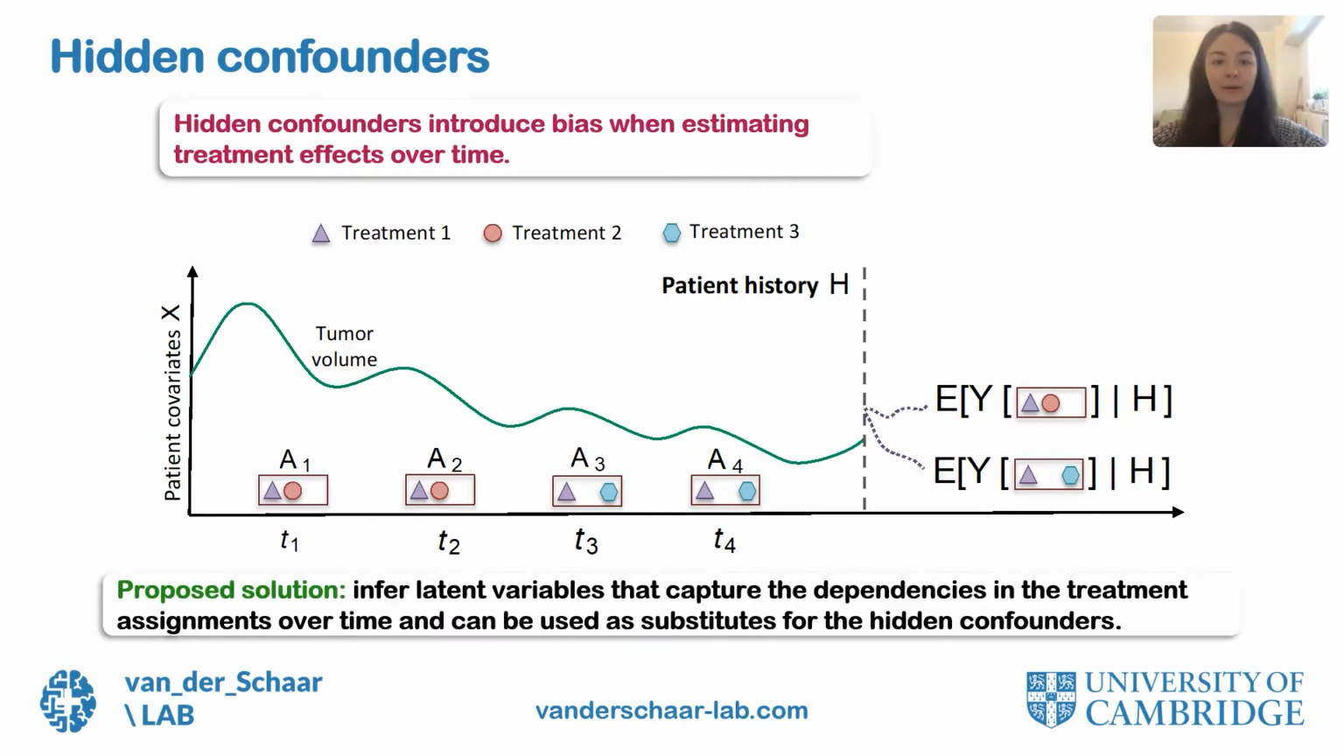So in this paper, we propose taking advantage of the dependencies in the multiple treatment assignments over time in order to infer latent variables that can act as substitutes for these hidden confounders. And these latent variables can then be used to augment observational datasets and subsequently obtain unbiased estimates of the treatment effects.